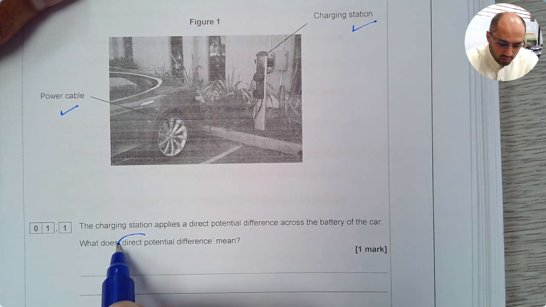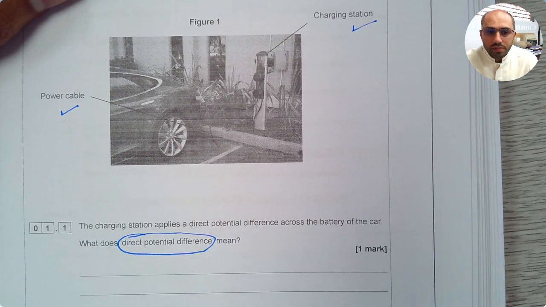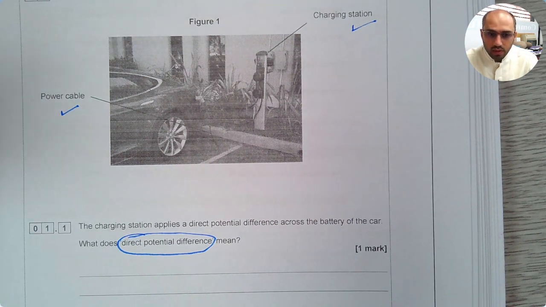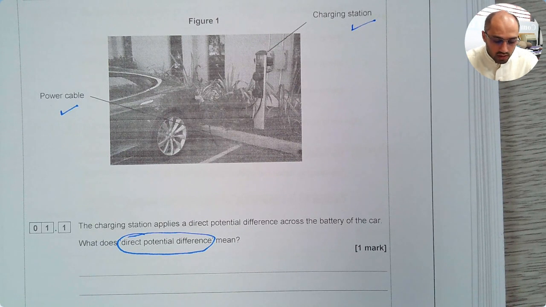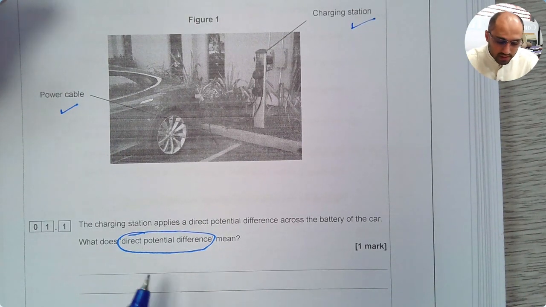Now, remind yourself that there are two types of power supplies. One is called alternating power supply and the other one is called direct power supply. The examples of direct power supply include cells and batteries, whereas the power supply which is alternating is the one that we use, like the electric supply in our houses. So in this case, it says direct potential difference.